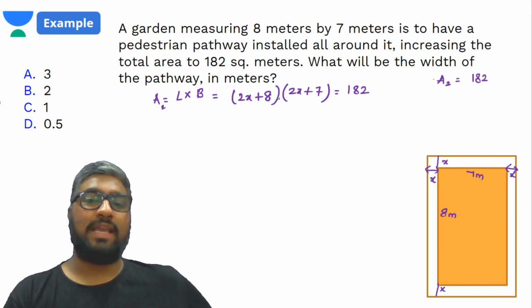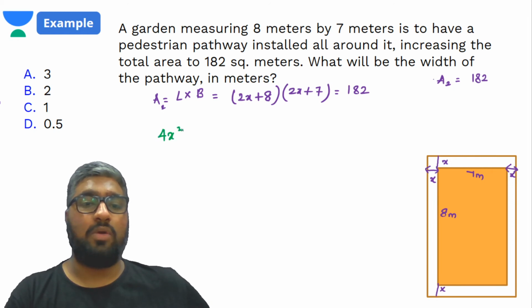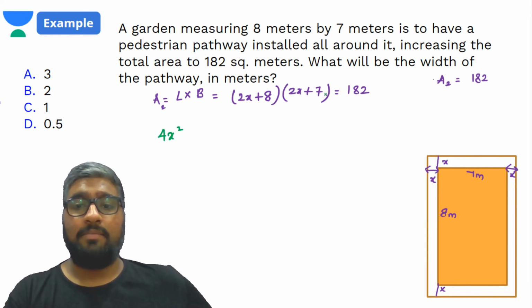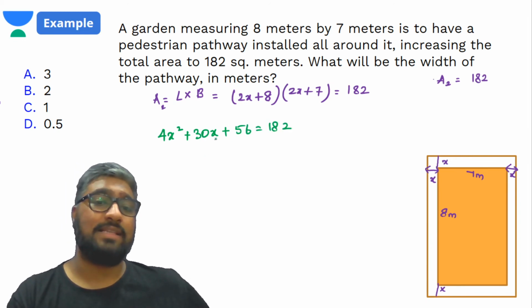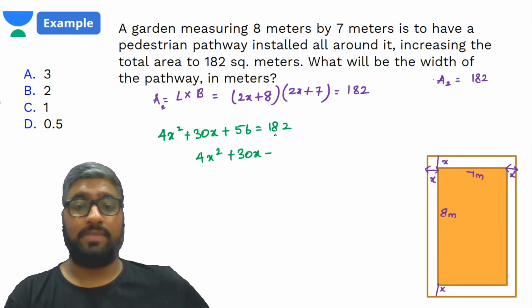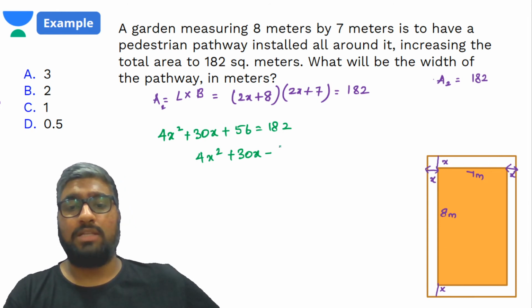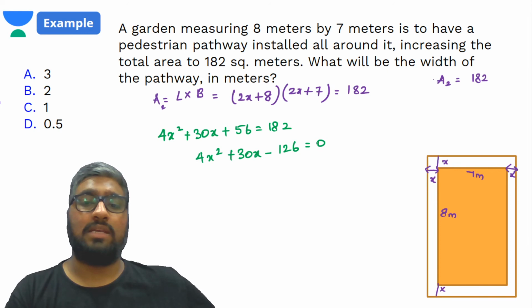So if we convert this into a quadratic equation, what we would get is an equation that has 4x squared, plus 14x and 16x, that is plus 30x, plus 56. This should be equal to 182. Which means 4x squared plus 30x minus, 182 minus 56 you have to do. So 182 minus 60 is 122. Plus 4 would be 126. This should be equal to 0.